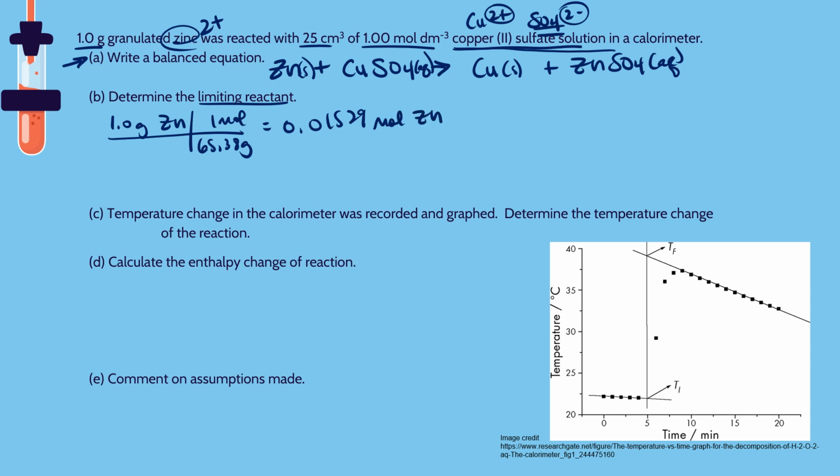Let's do the same thing for our copper 2 sulfate. We have 25 cubic centimeters. We need to convert that to decimeters. We do that by dividing by 1,000, moving our decimal place backwards 1, 2, 3.